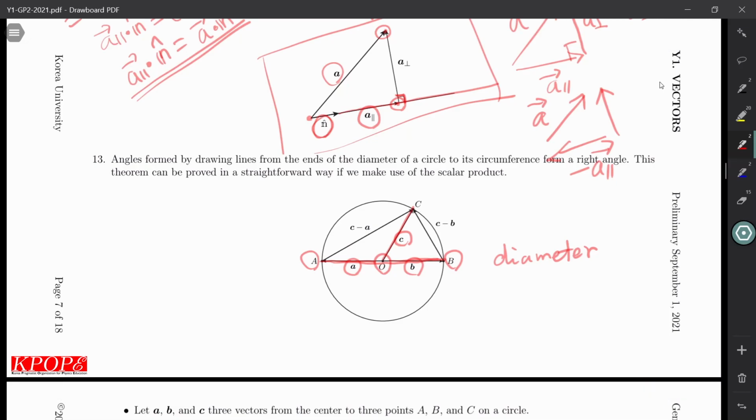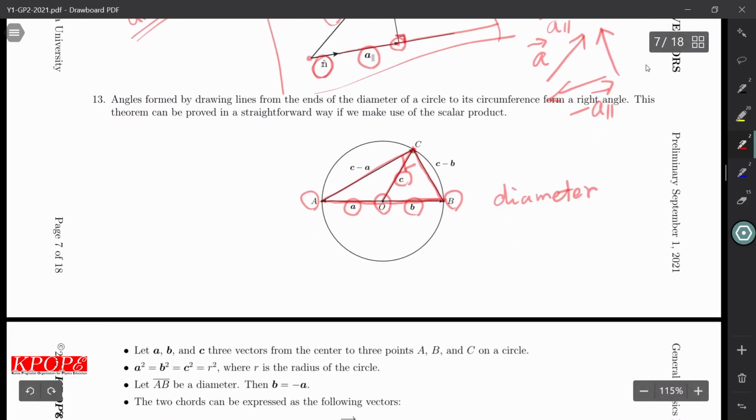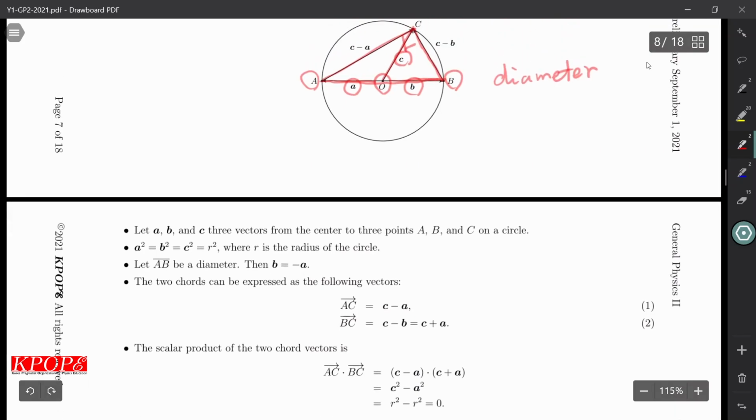Alright. We know that this angle is a right angle. We can prove this in a very easy way if we make use of vector notation. Let's see. a, b, c are 3 vectors from the center to the 3 points A, B, C of the circle. You know, a, b, c are all radii. Therefore, the square of a, square of b, and square of c are all radius squared.